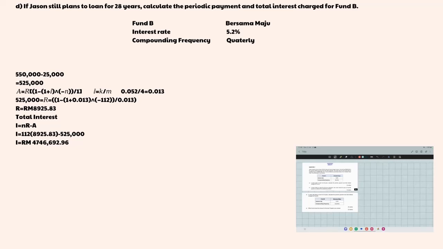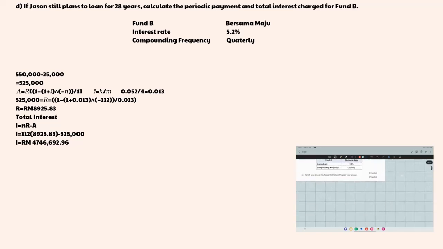Question 1 D. If Jacyln still plans to loan for 28 years, calculate the periodic payment and total interest charge for Fund B. So, he only has RM 25,000 in his account, which he will use for the down payment. So the cash price for the house that he wanted to buy is RM 550,000. So, question 1A for Fund A and question D for Fund B are the same questions, but different interest rate and different compounding frequency.